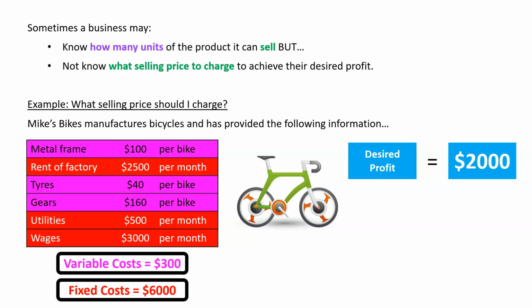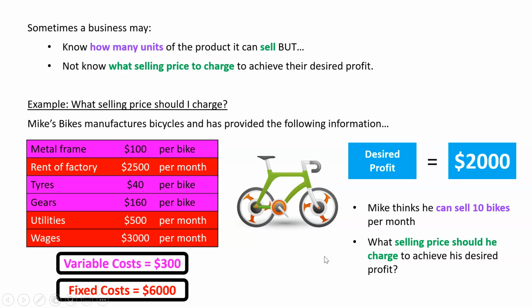Mike has the desired profit of 2,000, but he doesn't know how much he wants to charge for each unit. So the question Mike wants answered is, well, he thinks he can sell about 10 bikes per month. What selling price should he charge to achieve that profit?